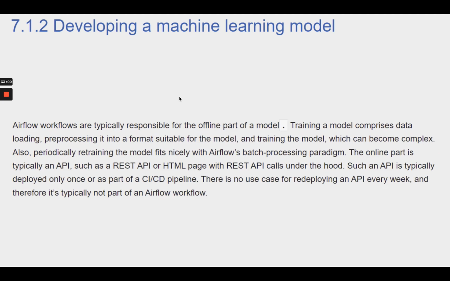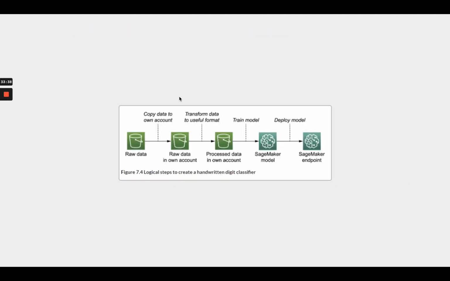Airflow workflows are typically responsible for the offline part of a model. Training a model comprises data loading, pre-processing it into a format suitable for the model, and training the model, which can become complex. Also, periodically retraining the model fits nicely with Airflow's batch processing paradigm. The online part is typically an API, such as a REST API or HTML page with REST API calls under the hood. Such an API is typically deployed only once or as part of a CI/CD pipeline. There is no use case for redeploying an API every week, and therefore it's typically not part of an Airflow workflow. For training a handwritten digit classifier, we'll develop an Airflow pipeline.